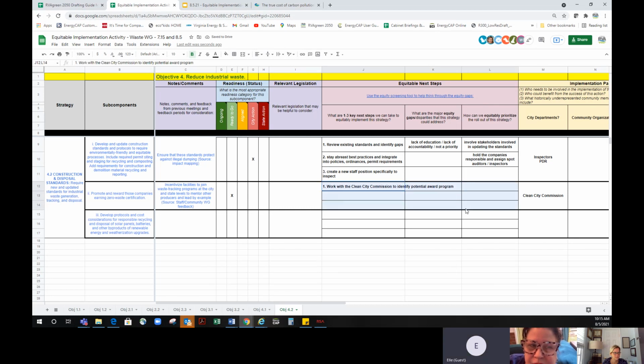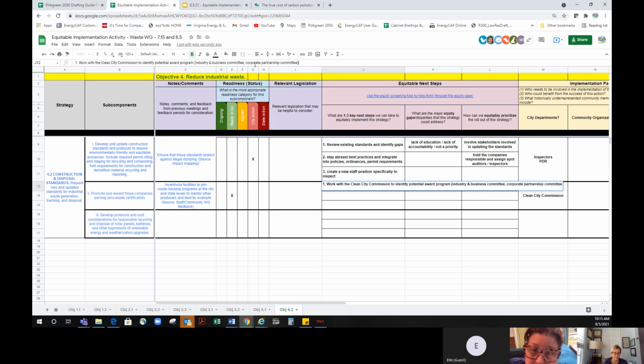Great. And so we've actually created a lot of new committees. There's one that's industry and business. There's an education committee. There's a community/corporate partnership committee. They're all really interested in the work that we're doing, the waste working group in particular, and the roundtable in general. And they're asking to partner in any way they can.